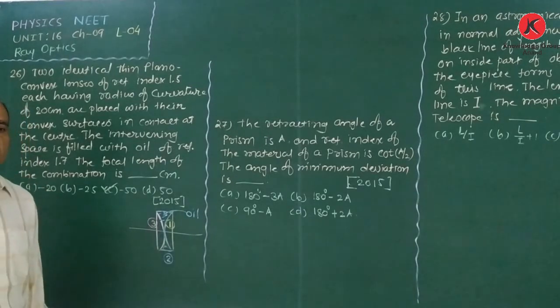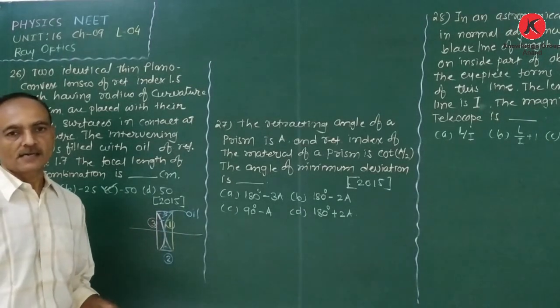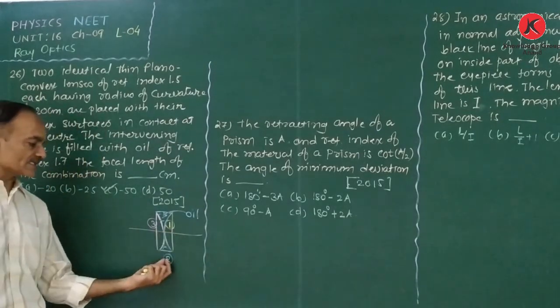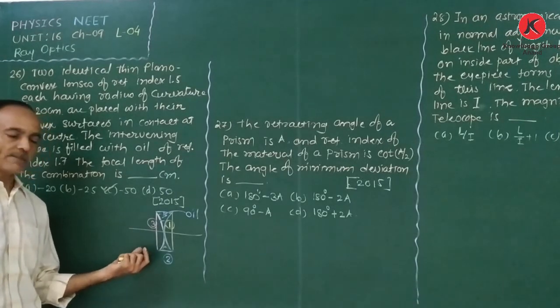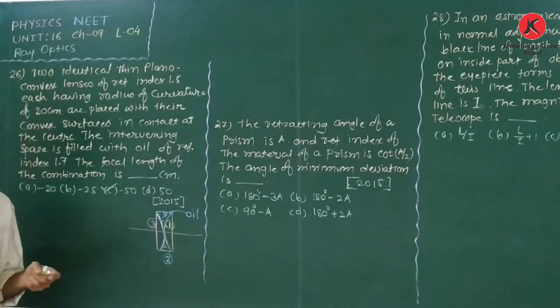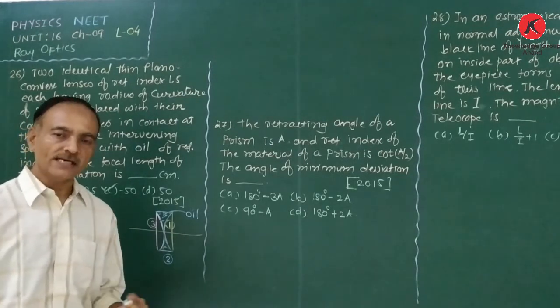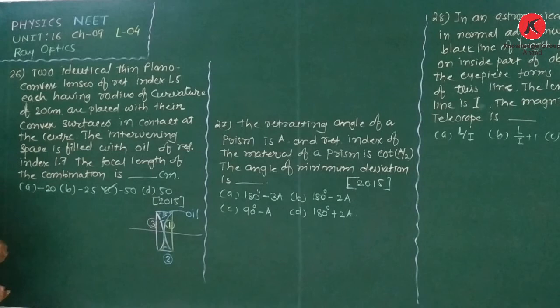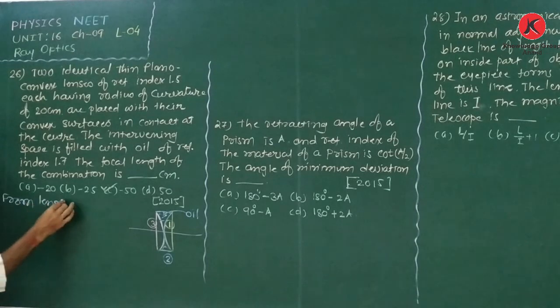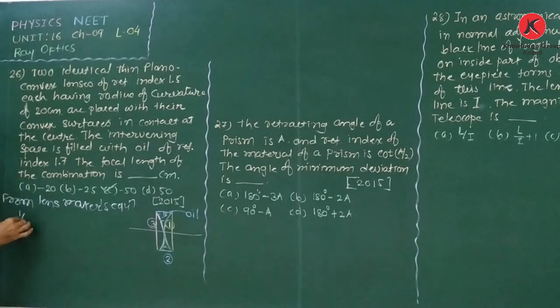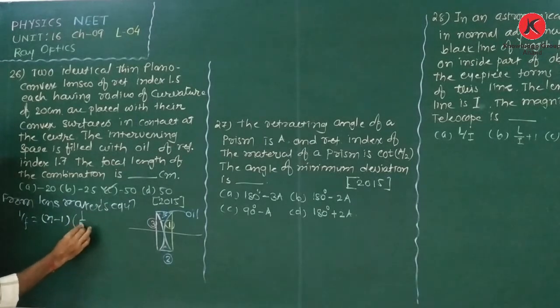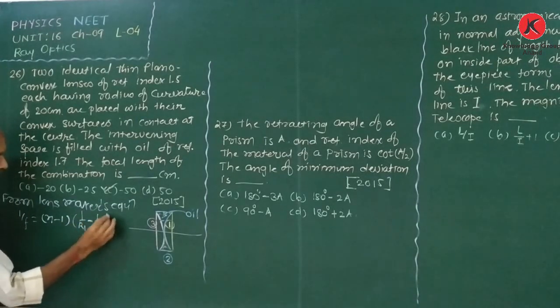By using the lens maker's equation, we first find the focal length of these three lenses. The resultant focal length of the combination is 1/f = 1/f1 + 1/f2 + 1/f3. For that purpose, we have the lens maker's equation: 1/f = (n - 1)(1/R1 - 1/R2).